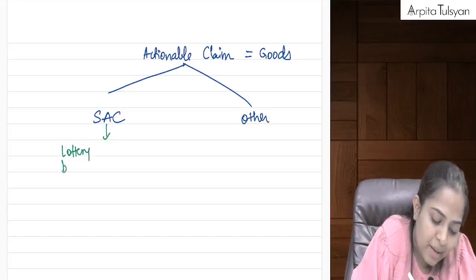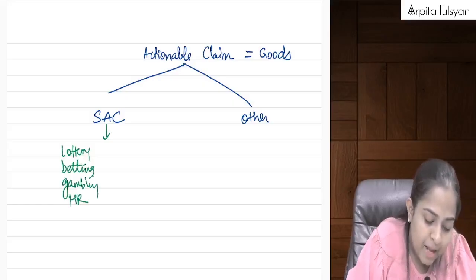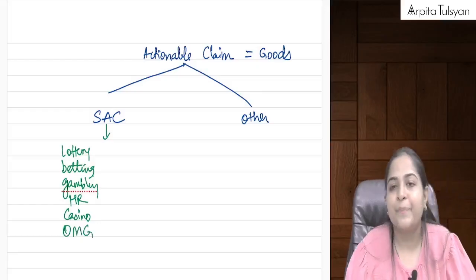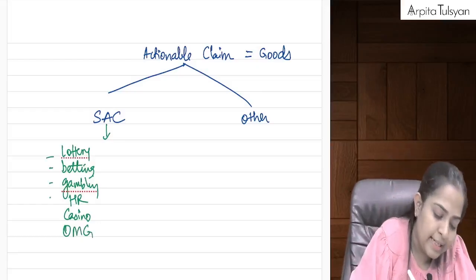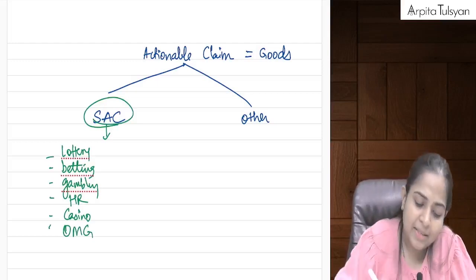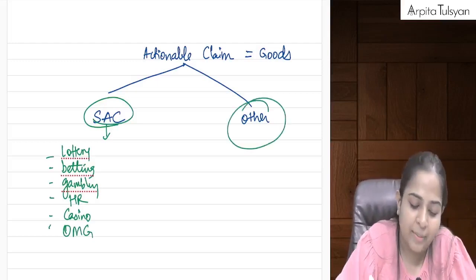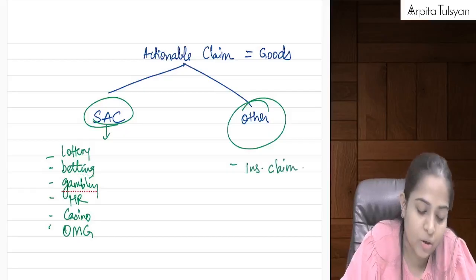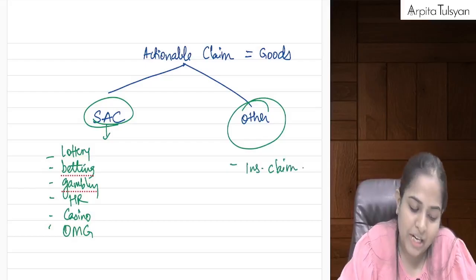Lottery, betting, gambling, horse racing, casinos, and online money gaming. Only these six were considered as specified actionable claims, and anything else is other actionable claims. An example can be your insurance claim. We had done the circular, etc. also. That is considered as other actionable claims.